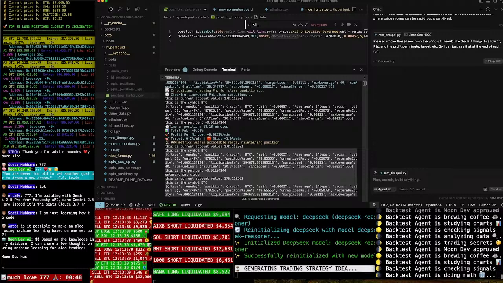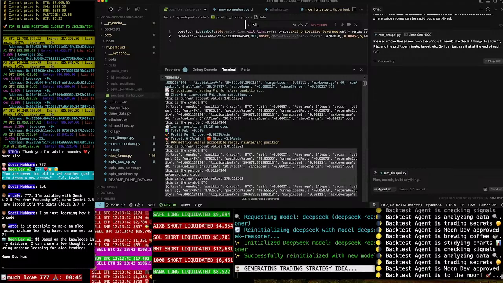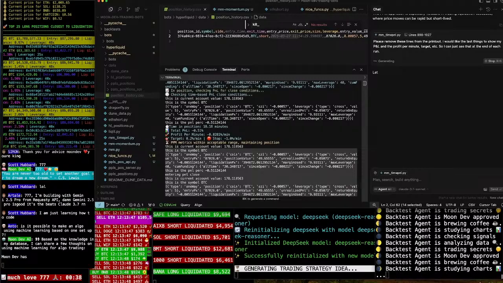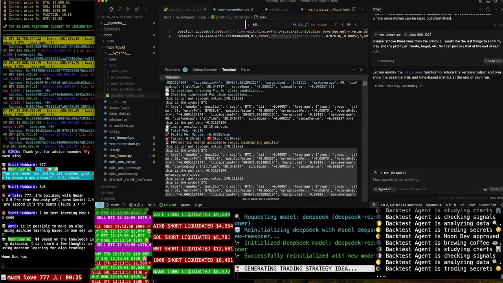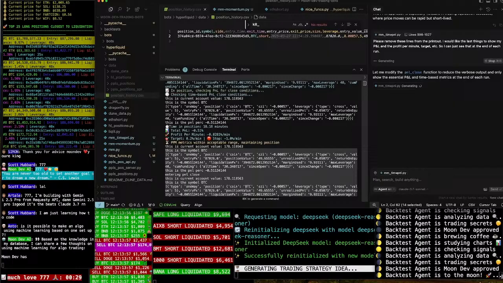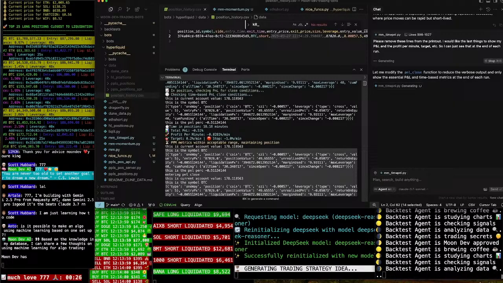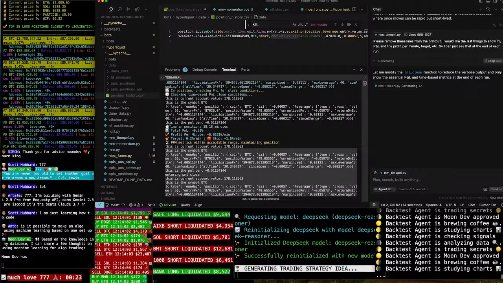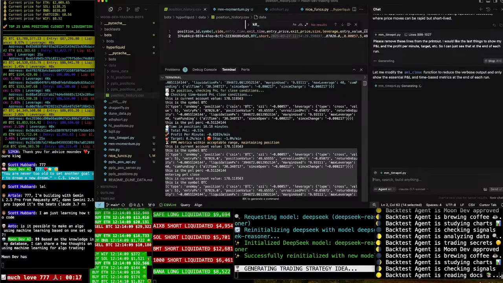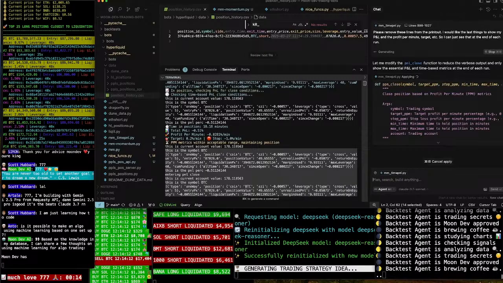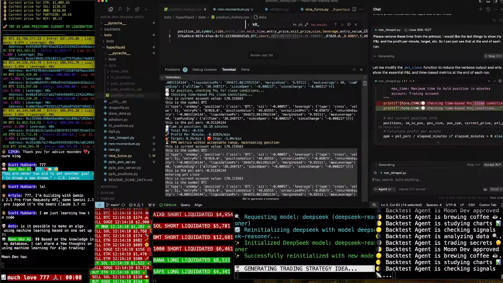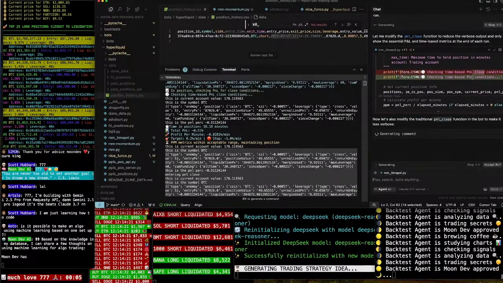Good move, good move. That's a solid first move. So let me modify the P&L close function to reduce the verbose output. Thank you. We don't like verbosity.